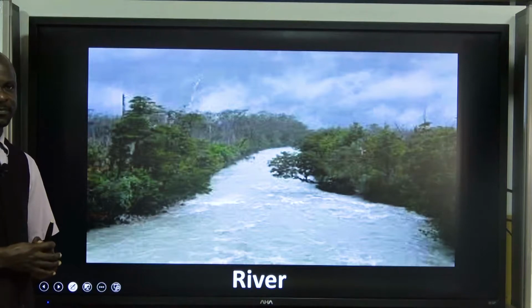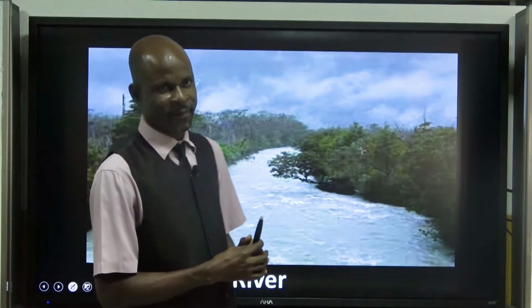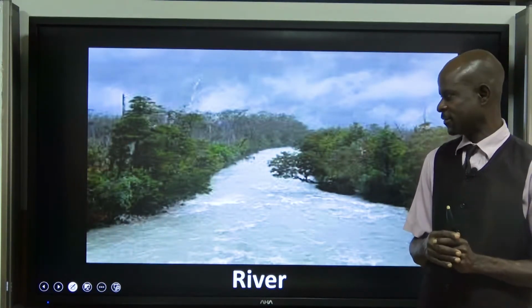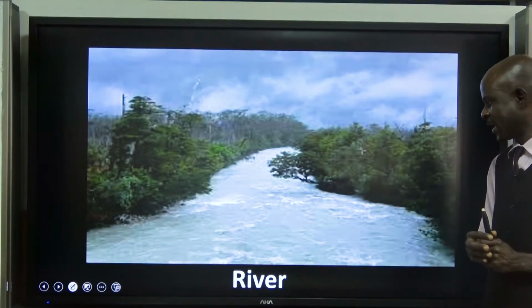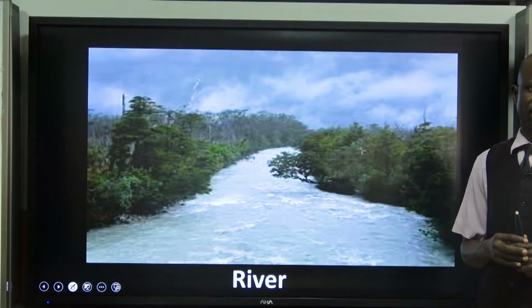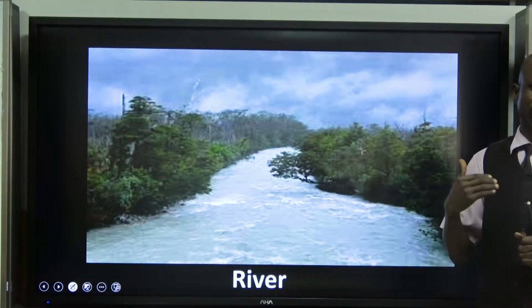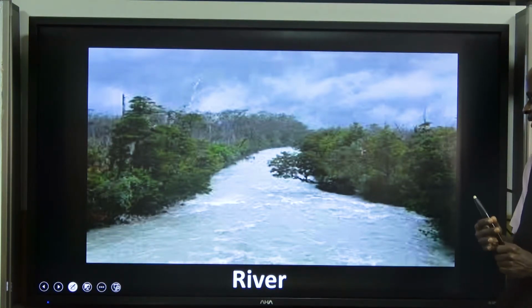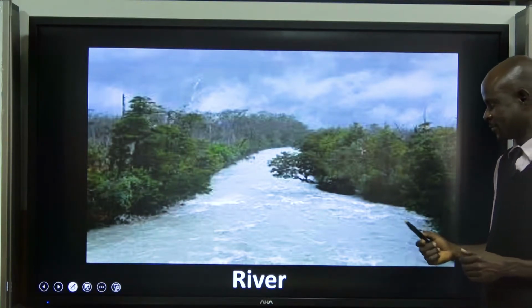Yes, river. We have the river as a source of water. Now I want to differentiate between a stream and a river. A stream is not as big as a river. But if one is not careful, one is going to confuse the two. A river moves faster than a stream, and a stream is not as big as a river.